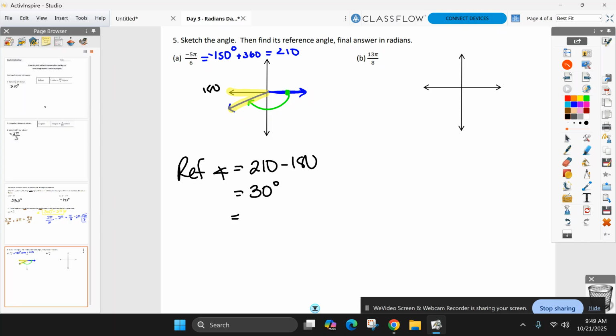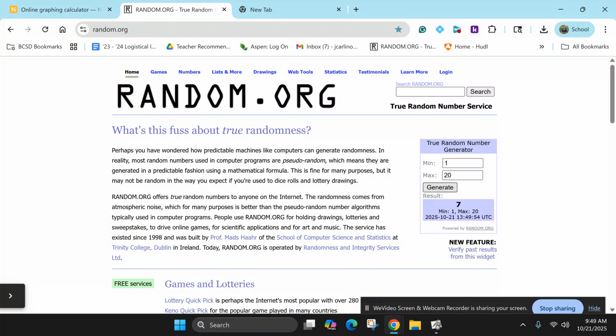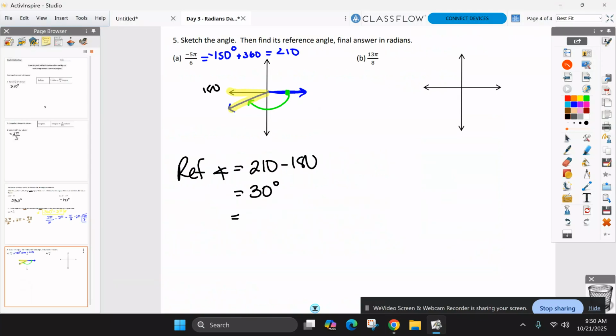Final answer, reference angle in radians. So you can find it in degrees still, but just convert it to radians at the end. And that'll be, one more time. Candace? Is it 5 or 6 radians? Pi over 6. There you go.